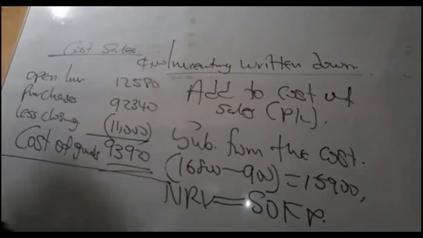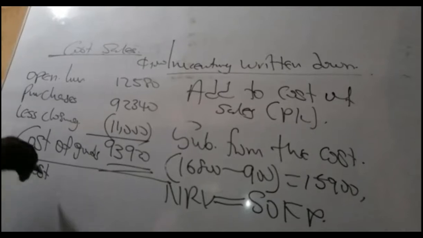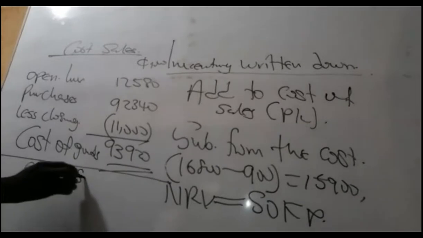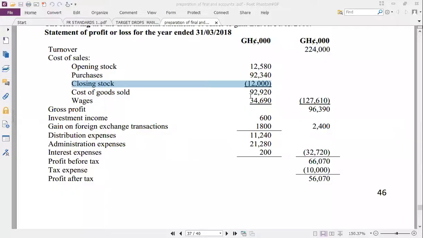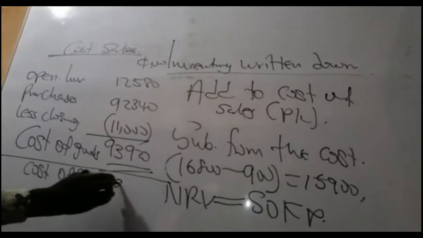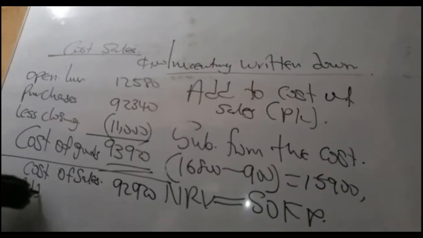Good. Now, it's the same as us just picking the cost of sales. So, alternative: we can just pick the cost of sales calculated already in the question, the wrong one. So, let's go to the question and pick the cost of sales, the wrong one calculated in the question. It is 92,920. Good. Cost of goods sold, 92,920. So I'll bring that one, 92,920. And tell the examiner that inventory is written down.